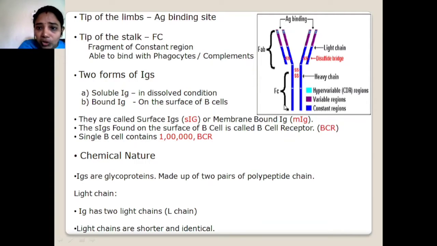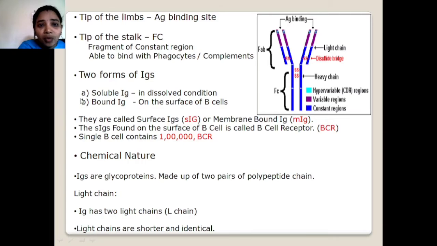Then the tip of the stalk, this is the stalk region, is known as the fragment of constant region. There is no reaction or structural change in the fragment of constant region. The only function is to present the whole setup to phagocytes or complements. Phagocytes are nothing but cell eaters. Complements means the complementary system, which is able to clear all antigens in our body.